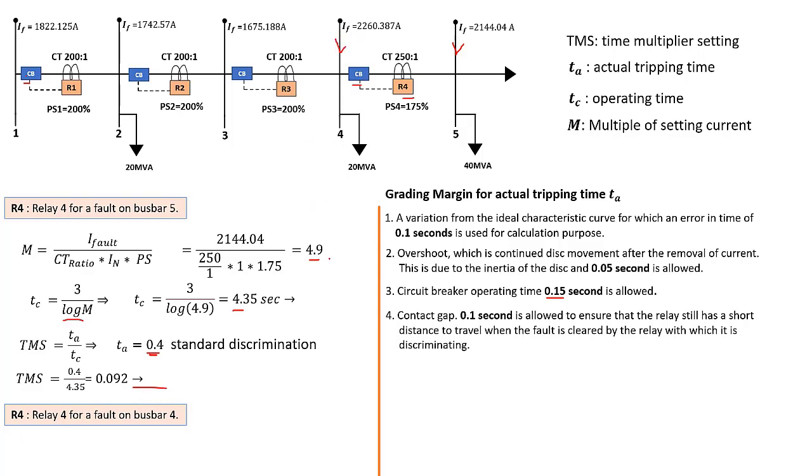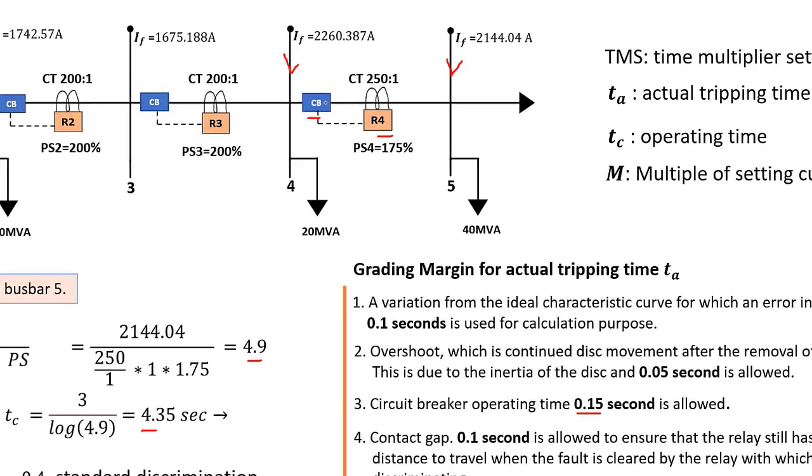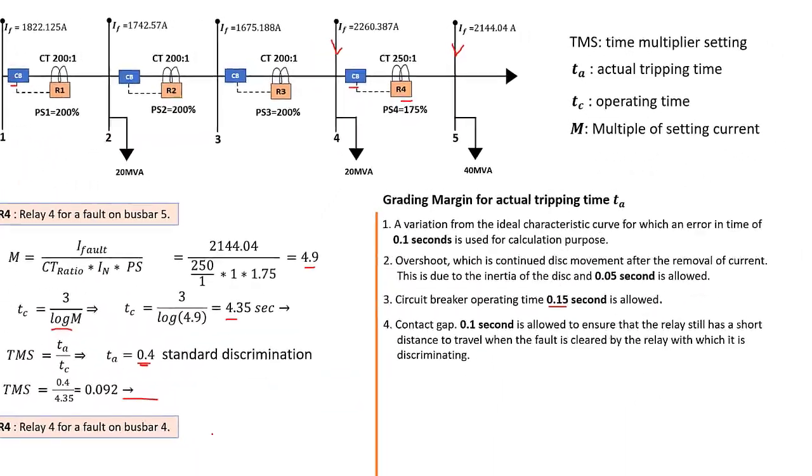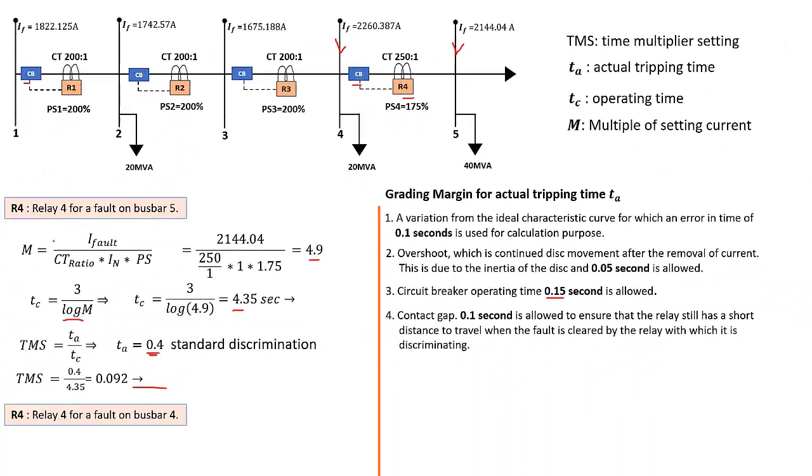So you have to follow how we are calculating this. First, this relay is looking out for the fault on busbar 5. Now the same relay must look out for a fault on busbar 4. For a fault on busbar 4, we then need to calculate the multiple of setting current again. But this time we must use the fault current on busbar 4. And we found the value of M to be equal to 5.166, and from that we can also calculate TC, and we found a TC that is equal to 4.21 seconds.